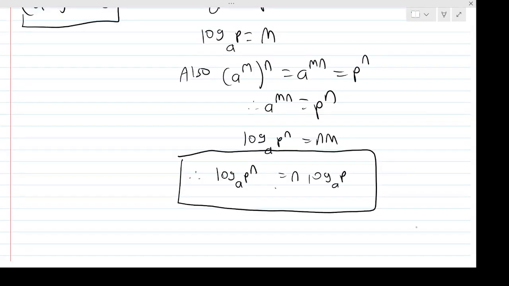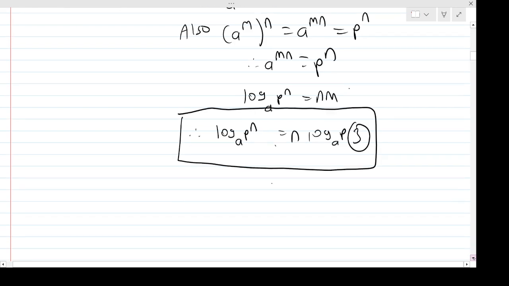And so what this is saying is, if we have P to a power N inside the log, we can effectively bring the power to the front of the logarithm. So you can see that N is outside the log here. So that's my third one. And those are the main ones, really.